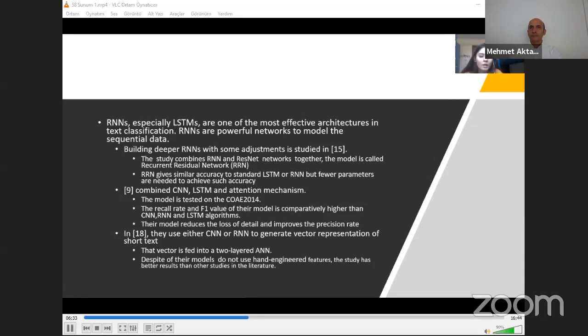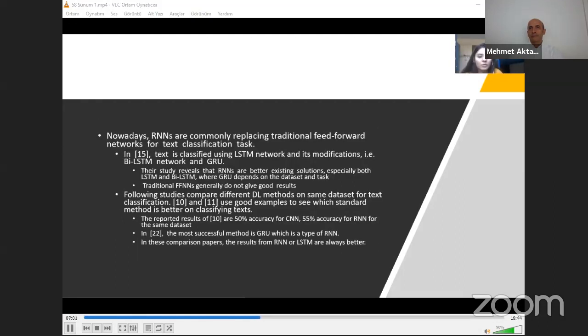Another study in which CNN or RNN is used for the feature selection or vector representation of the short text, and then the vectors were fed into a two-layered ANN, artificial neural network, for the classification purpose. And although the model did not have hand-engineered features, the study had better results than the other studies in the literature. So it can be said that nowadays RNNs are commonly replacing the traditional feed-forward networks for text classification.